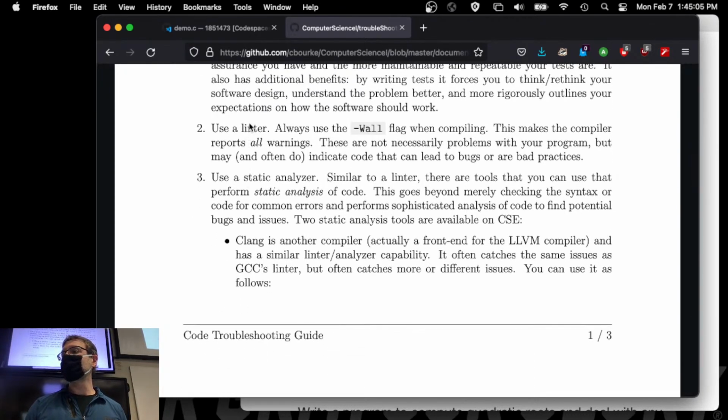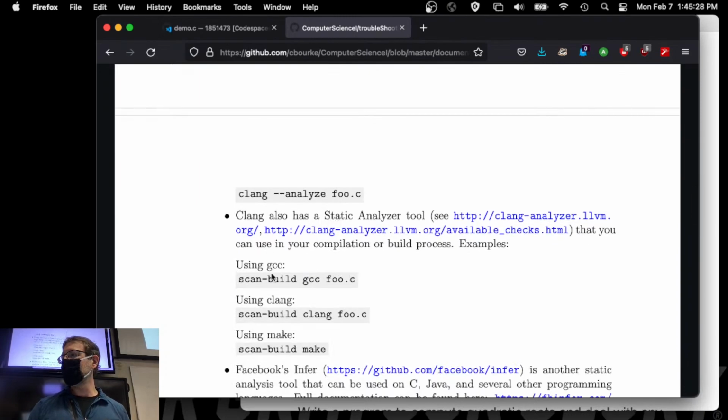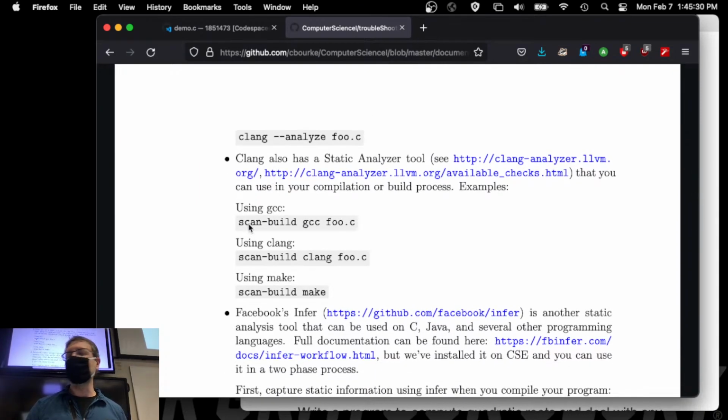Second one is using a linter. With GCC, always use the -Wall flag, the wall flag, right? You can use other static analyzers. For example, Clang is another, it's actually a front-end LLVM compiler. Don't worry about the details of that. I even forget what LLVM stands for. Anyway, it can be used as a similar linting static analysis tool. Otherwise, you can use scan-build that provides an even deeper analysis of your code.